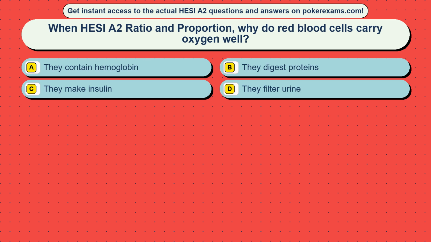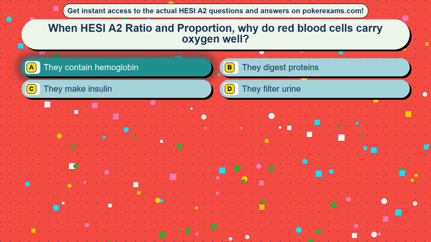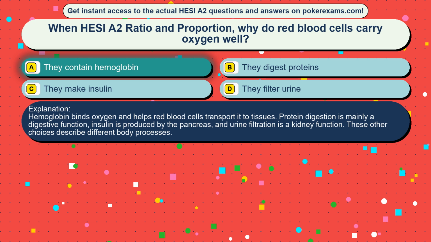Question 9. When HESI-A2 ratio and proportion, why do red blood cells carry oxygen well? Option A, they contain hemoglobin. Option B, they digest proteins. Option C, they make insulin. Option D, they filter urine. The correct answer is option A, they contain hemoglobin. Hemoglobin binds oxygen and helps red blood cells transport it to tissues. Protein digestion is mainly a digestive function. Insulin is produced by the pancreas, and urine filtration is a kidney function. These other choices describe different body processes.